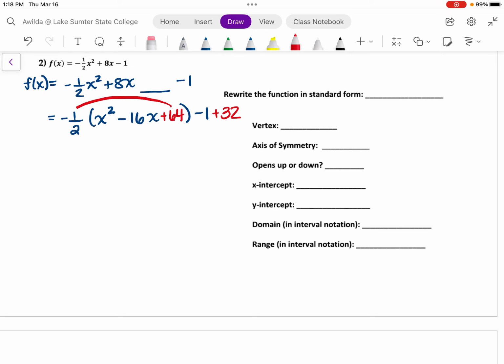All right, let's go ahead and factor. So we have f of x is equal to -1/2 times x squared minus 16x plus 64, which is really (x minus 8) quantity squared. And then we have a negative 1 plus 32, so I'm really adding 31 here at the end. So we have three values here that I'm interested in. A is negative 1/2, H is 8, and K is 31.